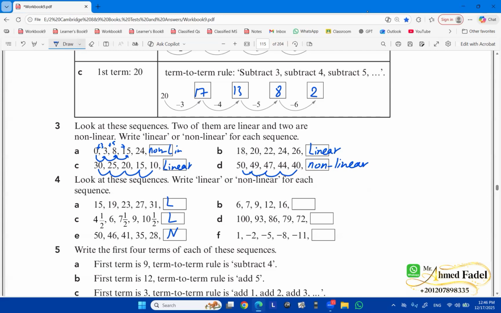Here I subtracted a 4, then subtracted a 5, so it is non-linear. Next one over here, we added 1, then I added 2, then we added 3, so it is non-linear. Subtracted a 7, then we subtracted also a 7, then also a 7, and so on, subtracting the 7 every time, so it is linear. Here we subtracted 3, then I subtracted 3, then subtracted 3, and so on, so it is also linear.